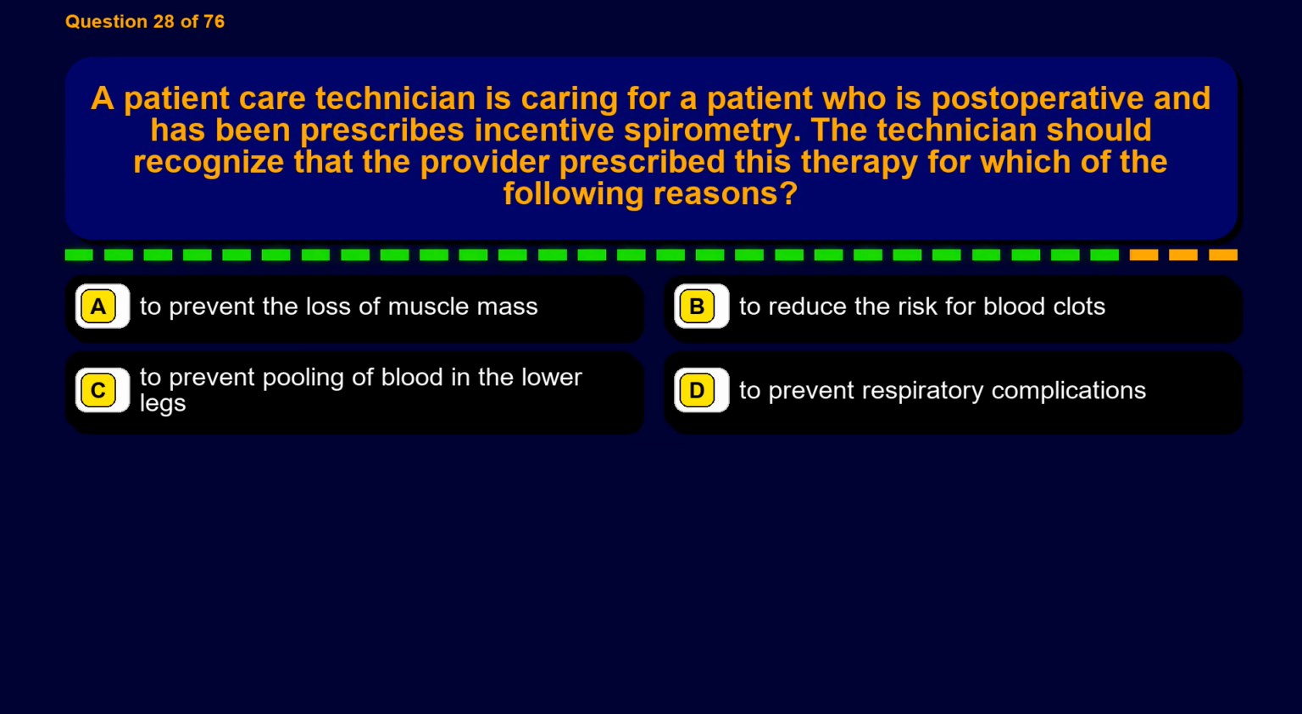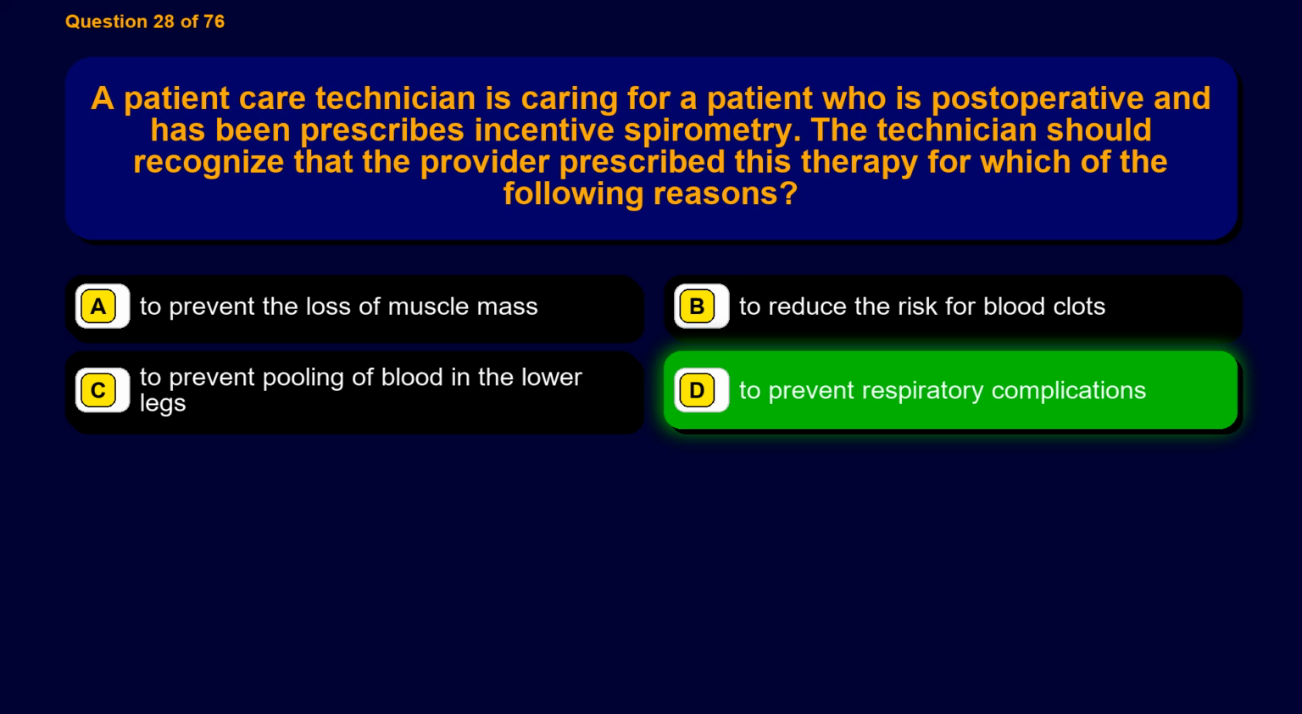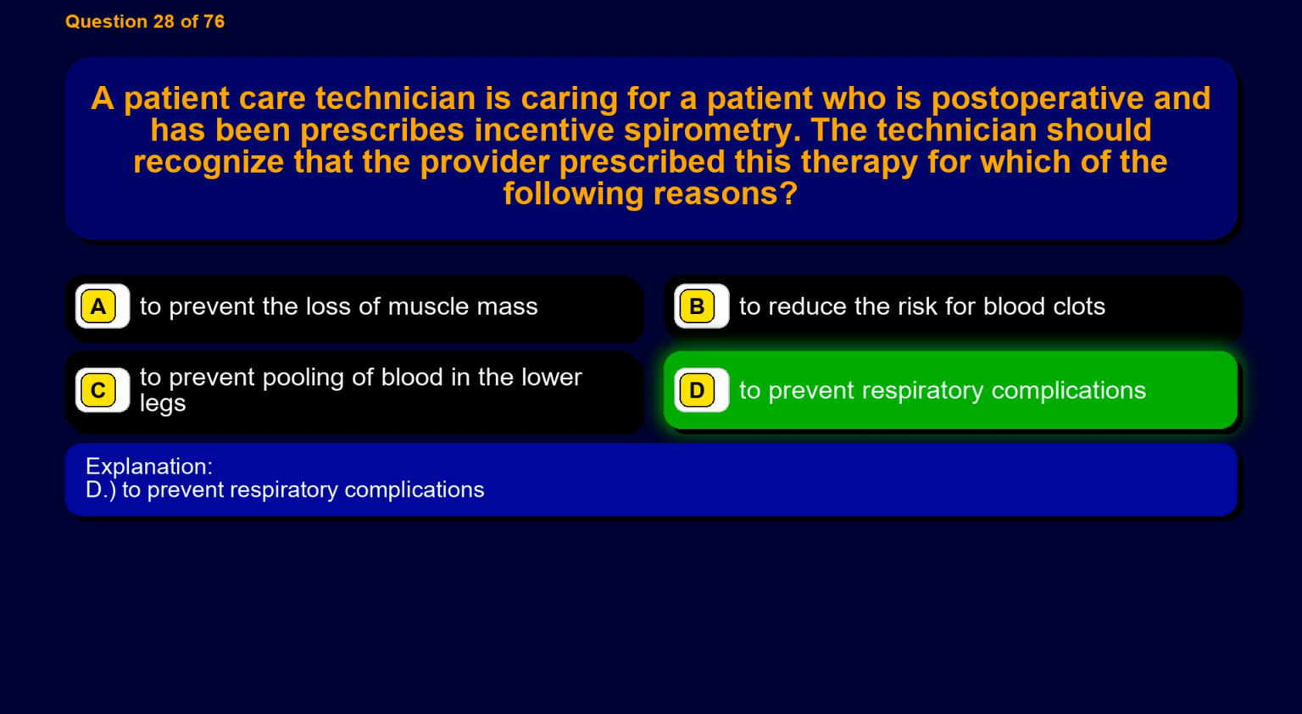Question 28. A patient care technician is caring for a patient who is postoperative and has been prescribed incentive spirometry. The technician should recognize that the provider prescribed this therapy for which of the following reasons? Option A, to prevent the loss of muscle mass. Option B, to reduce the risk for blood clots. Option C, to prevent pooling of blood in the lower legs. Option D, to prevent respiratory complications. The correct answer is option D, to prevent respiratory complications.